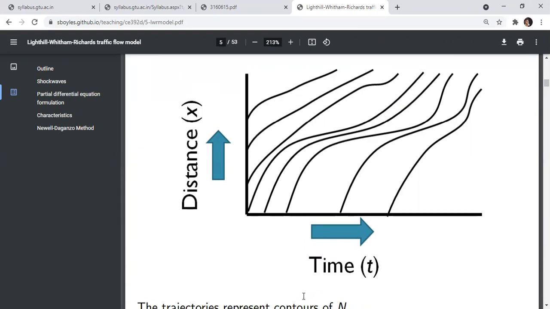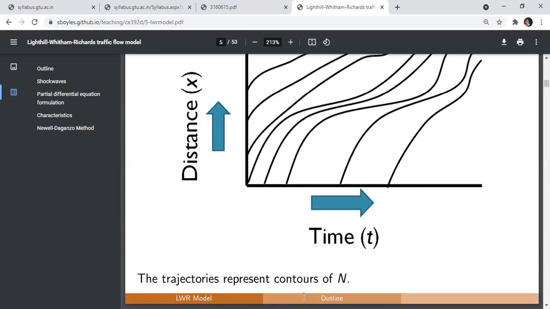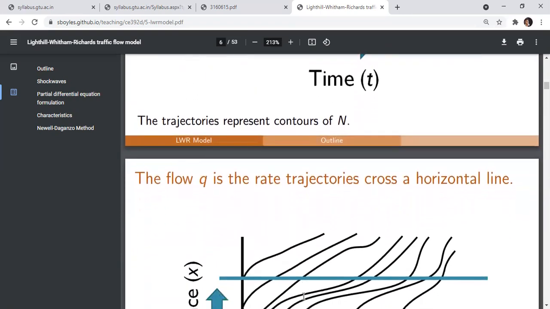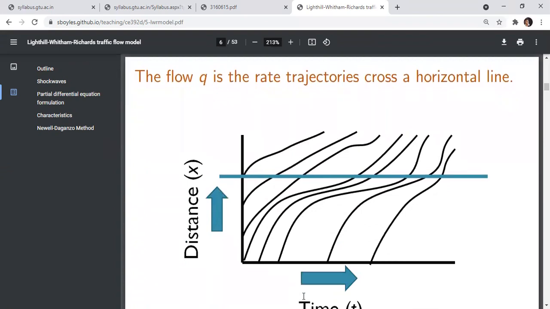So this is the fundamental theory: if the vehicles are passing with a very high speed, it will take less time to cover the entire section, from a starting point to an ending point. The flow Q is the rate at which trajectories cross a horizontal line. So this particular line shows the flow rate.